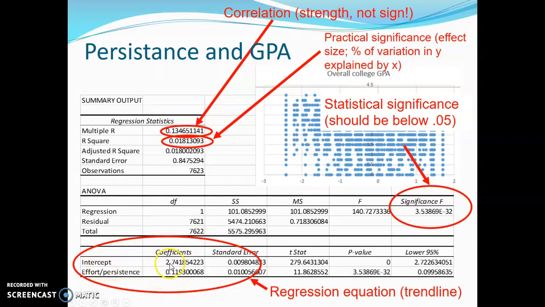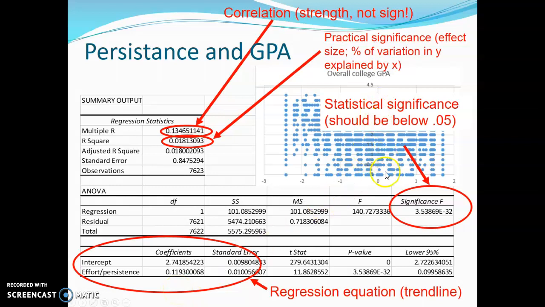So our intercept is 2.74, and our effort persistence, our slope, is 0.119 or 0.12. In other words, the equation is predicted college GPA equals 2.74 plus 0.12 times whatever the persistence score of a student is.